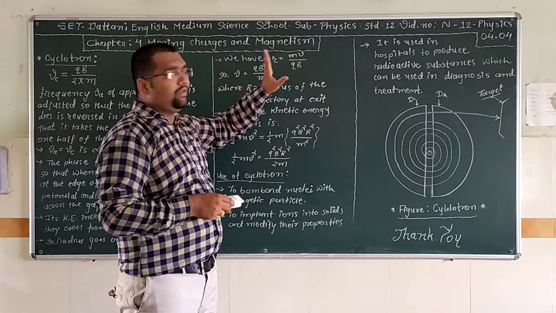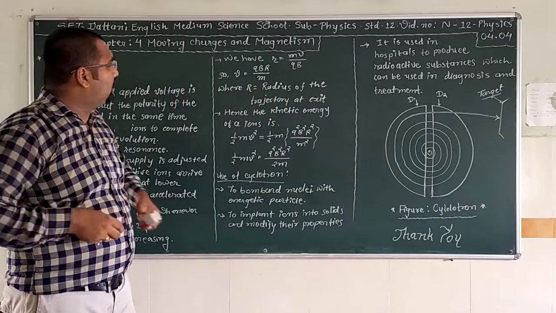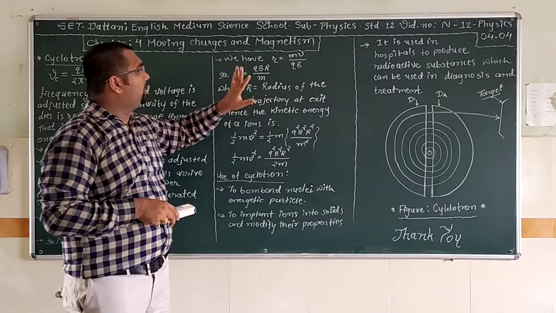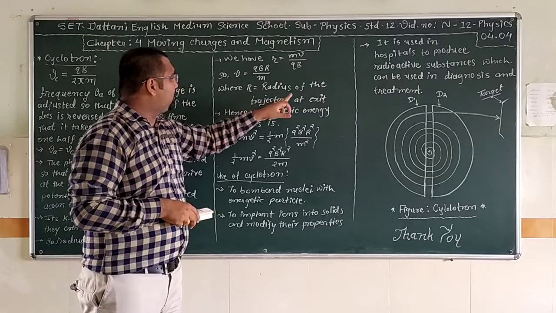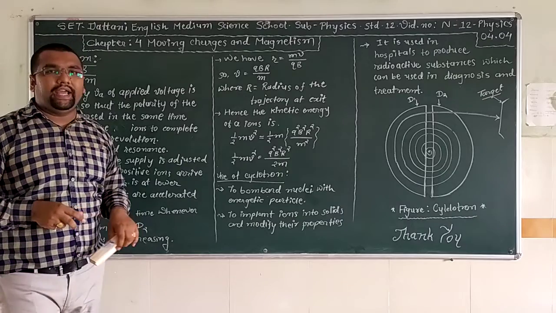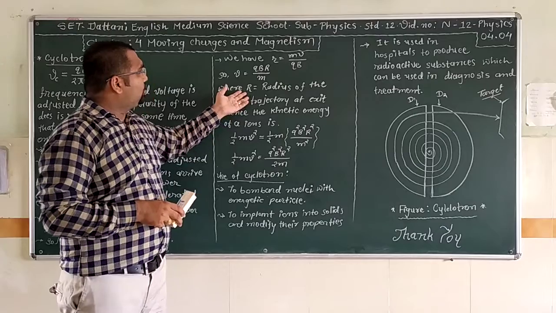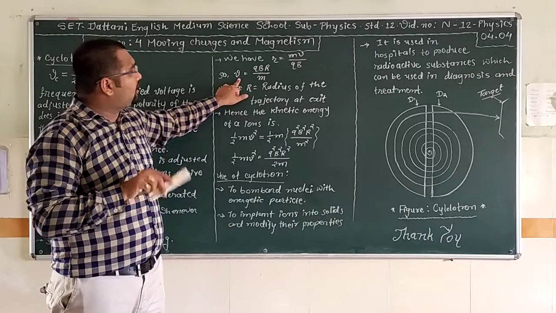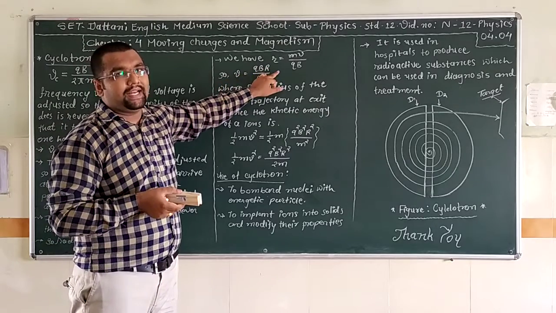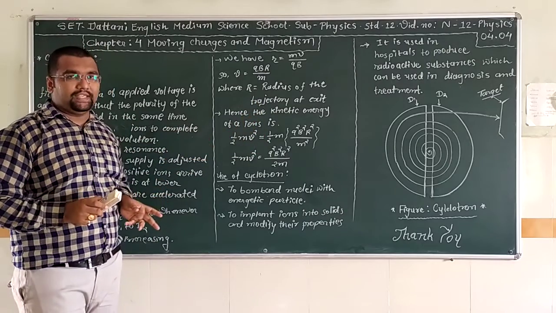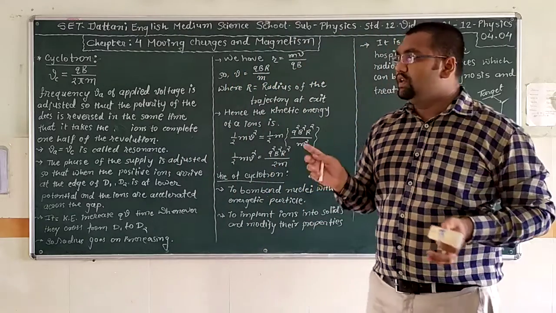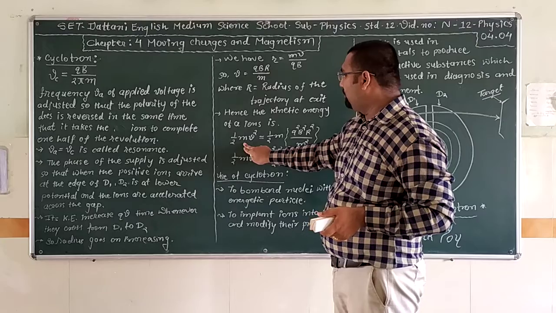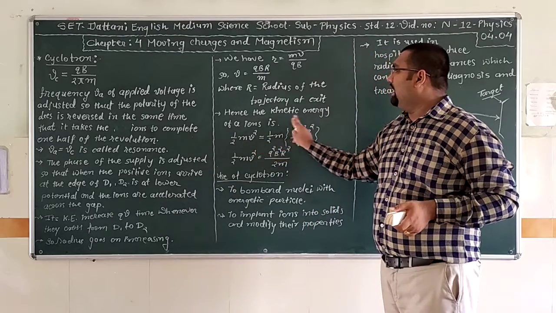We have the formula r equal to mv upon qB, where r is the radius of the trajectory at exit. From this we can derive v equal to qBr upon m. Hence, how can we find the kinetic energy of an ion from this formula? The kinetic energy is 1/2 mv squared. Squaring the value of v, v squared equals q squared B squared r squared upon m squared. If we multiply it by 1/2 m, we get the kinetic energy of the ion.